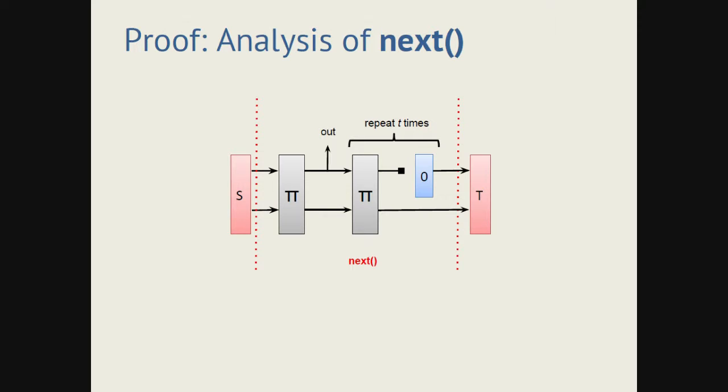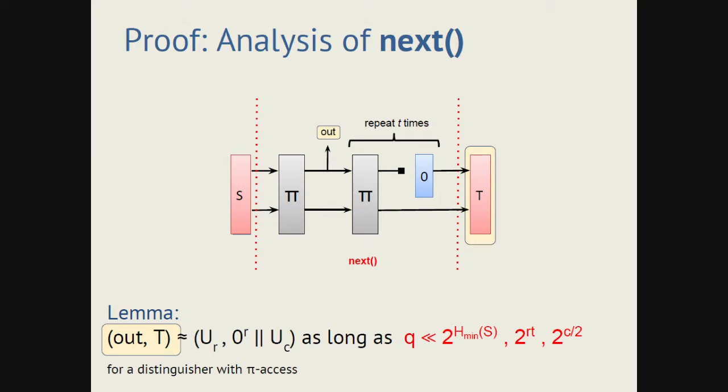And what we show is that if this state S from which we start has sufficient mean entropy, then this pair, the output of the next procedure and the new state together, are indistinguishable from a random bit string and a random bit string that starts with a bunch of zeros, also for a distinguisher who is given access to the permutation pi. So this is the result that we get for the procedure next.